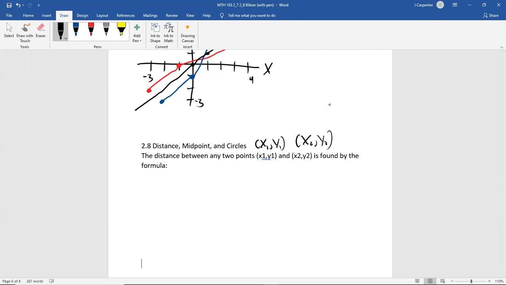So the distance between any 2 points is found by the formula d equals big old square root, then a parentheses, x2 minus x1 squared plus y2 minus y1 squared in parentheses. Memorize that, memorize that, memorize that. There are no formula sheets in a pre-calculus course, not pre-calc 1.